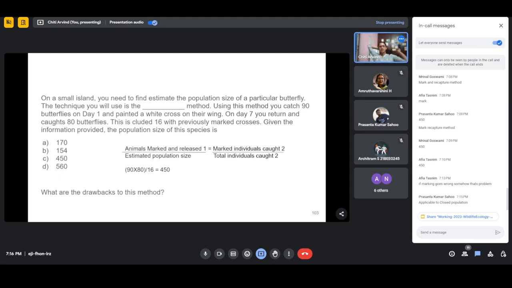Look at it in terms of the equation itself. There are cases where I catch a lot of marked individuals. What does that mean? When I catch a lot of marked individuals in the second instance, what will happen to the estimation of my population size? Just look at the equation and tell me. If the number of marked individuals that I caught in my second sampling is large, what does that mean in terms of population size?